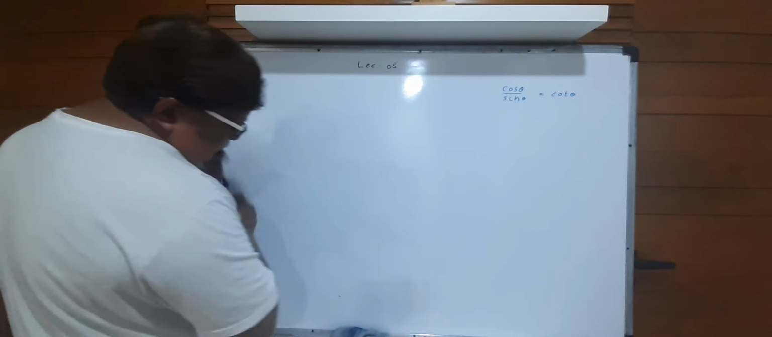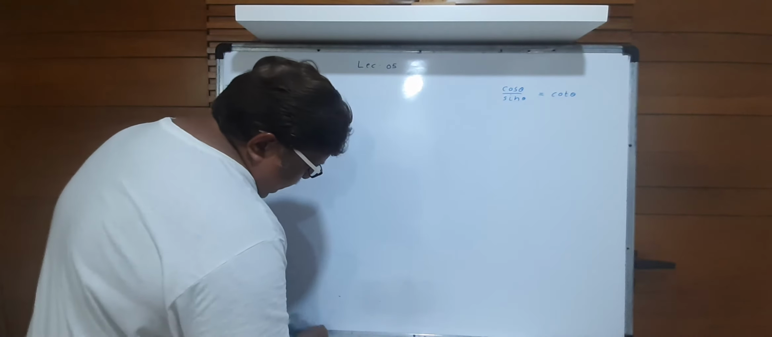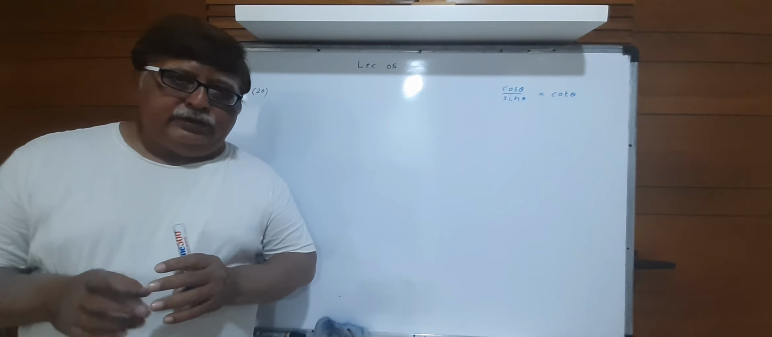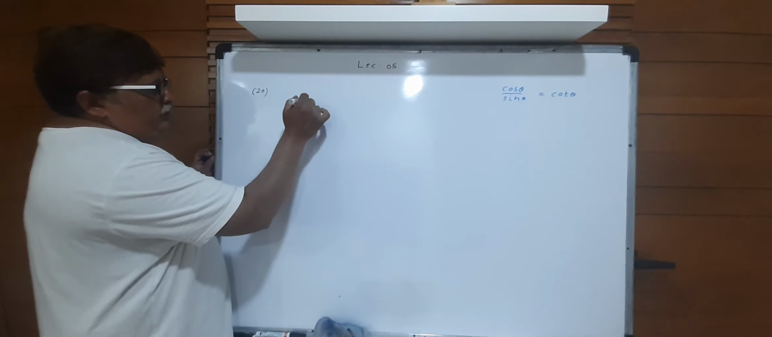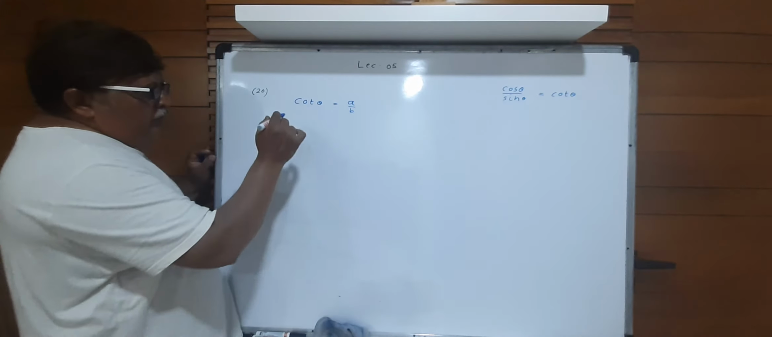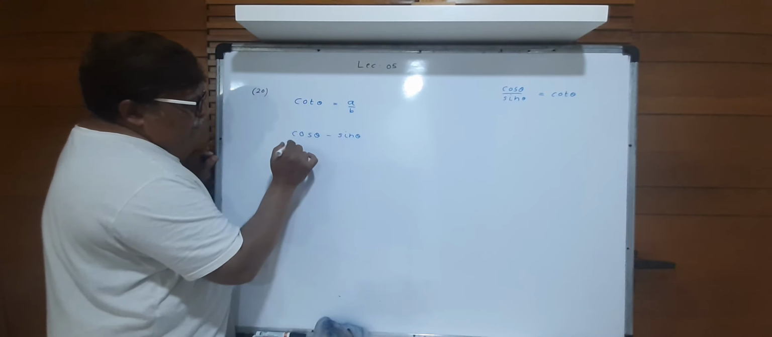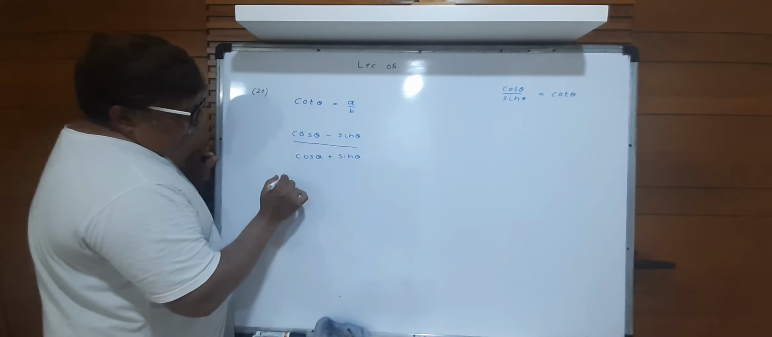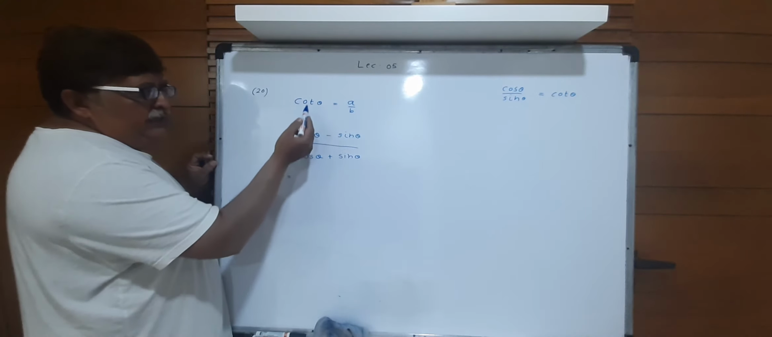First, example number 20. Read the example. What is given? If cot theta equals A upon B, then find the value of cos theta minus sin theta upon cos theta plus sin theta. See, dear student, how we apply this identity. Cot theta is already given, A upon B. The value we have to find, let me write first: cos theta minus sin theta upon cos theta plus sin theta. I want to utilize that identity here. So I want cos theta upon sin theta, then and only then can I take cot theta.